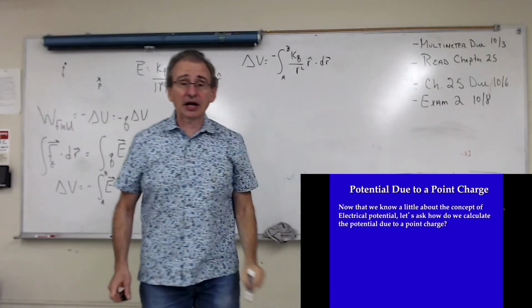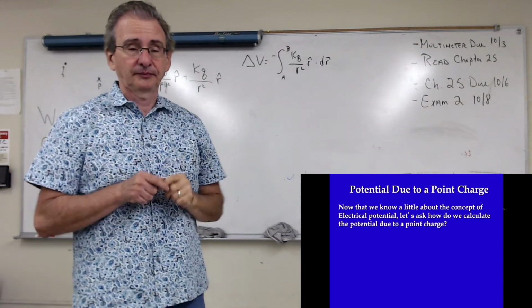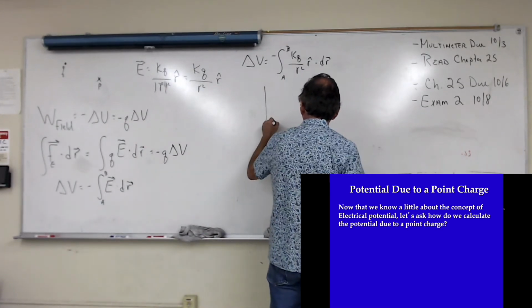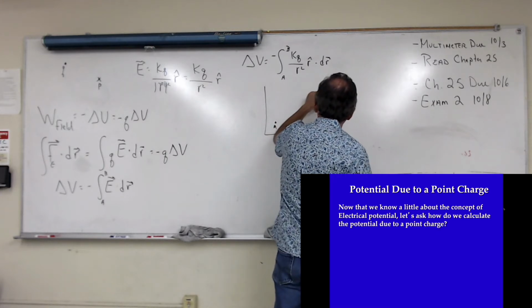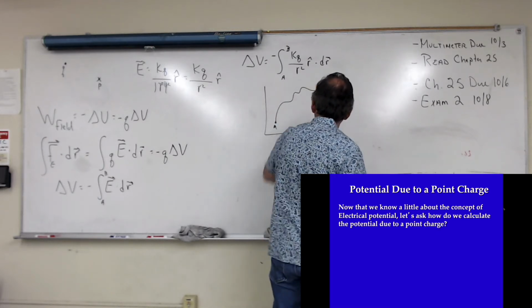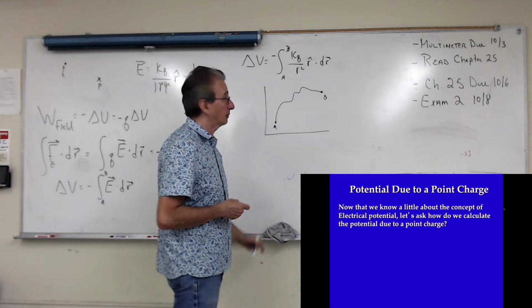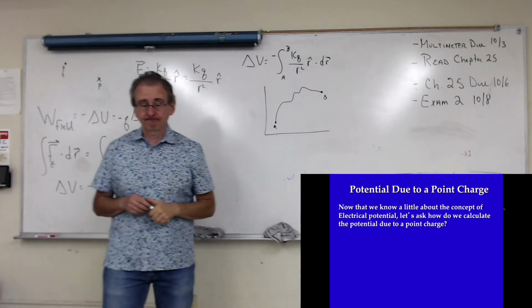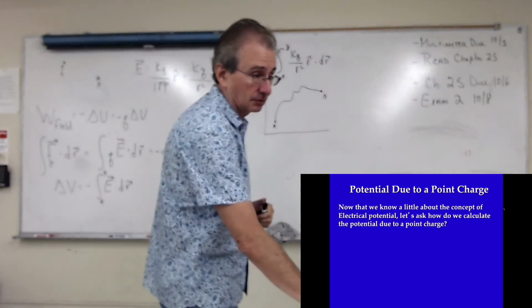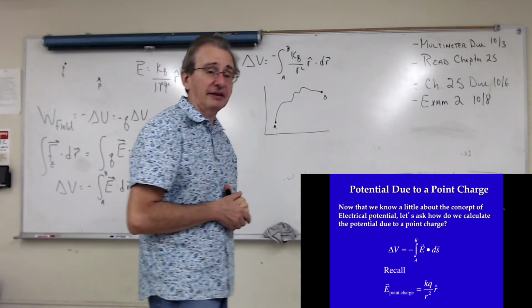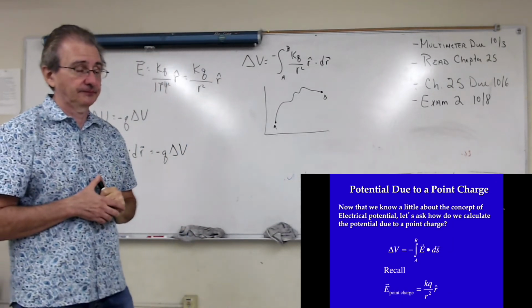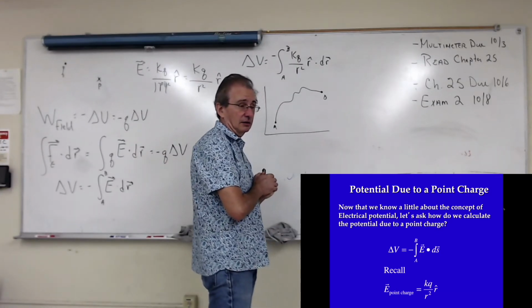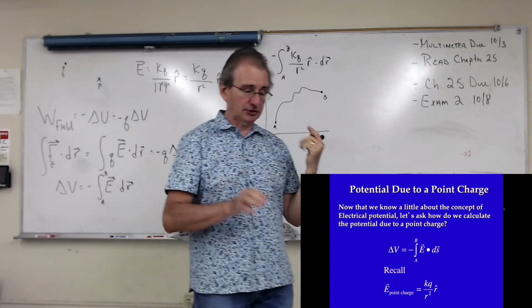And I got to figure out what that dot product is. So I want to do the integral of the electric field between 2 points over some arbitrary path. Now, we can generalize it to 3 dimensions, but let's do this in 2 dimensions.